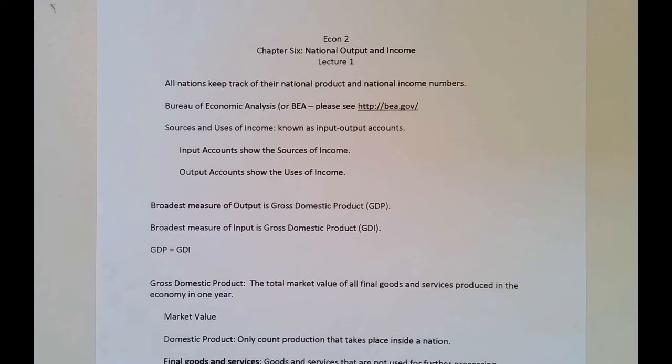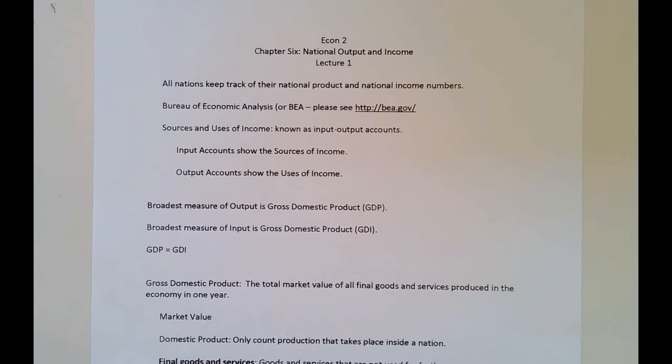Now in chapter 6, we look at GDP, gross domestic product, as the main topic, but the title of the chapter is national output and income, because there's lots more measurements than GDP. We'll talk about some of them, but we're going to emphasize GDP because that is the broadest, most used measurement of the U.S. economy, and it's one that's compared with other nations around the world.